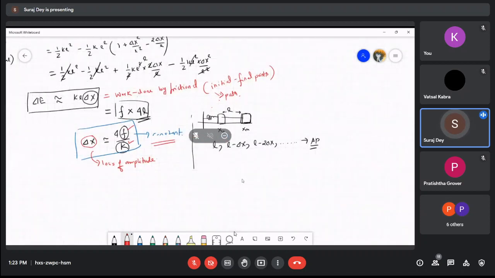So if the loss is constant in every cycle, then initially the amplitude was L. After one cycle, the amplitude will get dropped to L minus delta x because of friction. At the next cycle, it will drop a further delta x. So this is L minus delta x minus delta x. And this will keep on going. So we have an arithmetic progression of amplitudes.